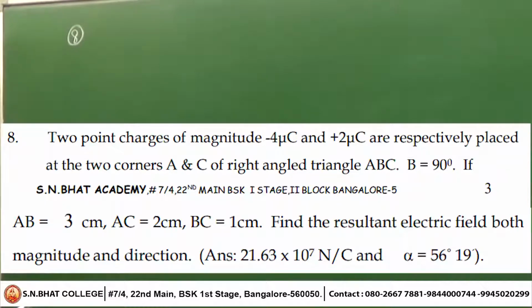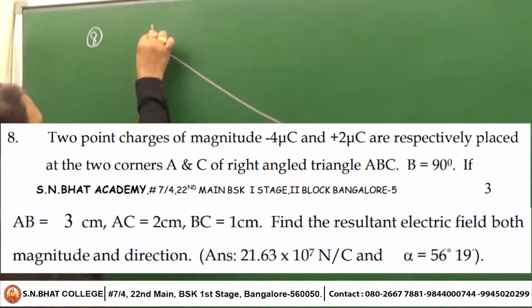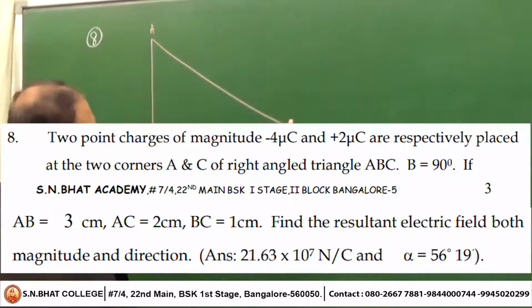If B is equal to 90 degree and the value of AB is equal to 3 centimeter, AC is equal to 2 centimeter, BC is equal to 1 centimeter, find the resultant electric field both in magnitude and the direction. Very simple and very important. See here, he has 2 point charges and he has ABC, a right angled triangle. So your ABC is a right angled triangle with angle B is equal to 90 degree.